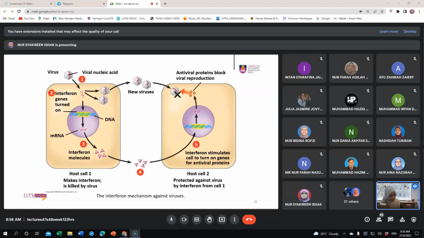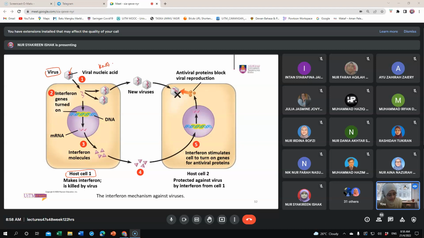So as you can see, this is host cell 1. Host cell 1 is the host cell that is infected by the virus. The virus is inside the host cell. As you can see, this is the virus. Inside the virus, you have the RNA of the virus. Okay, so the viral nucleic acid, RNA.